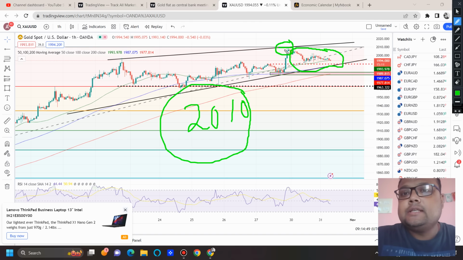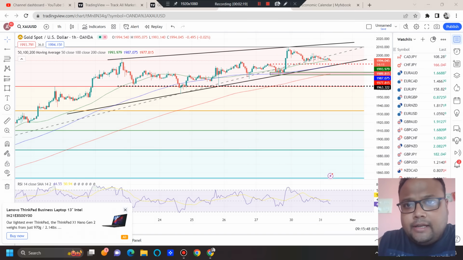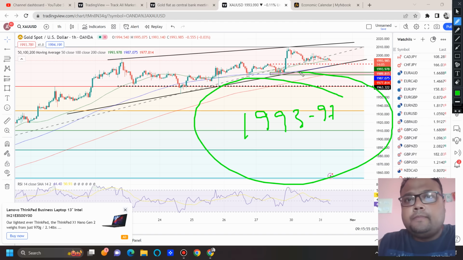So this is the high. If gold wants to continue the upside, it needs to break 2010 and we can go for a buy above it. Clear? Now, gold is standing at 1993. 1993 to 1997 was the support zone.